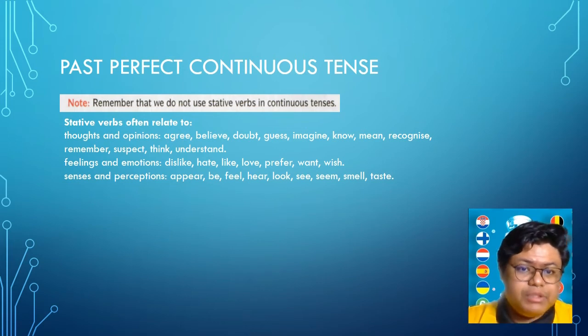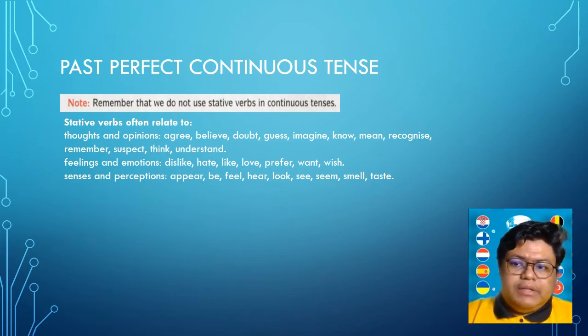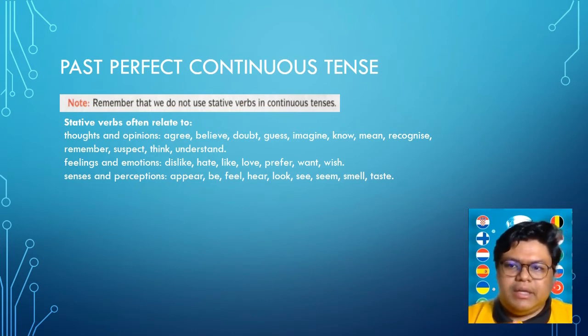Feelings and emotions are verbs, but this is what we call stative verbs. So kita tak boleh gunakan them in continuous tenses, whatever it is. Present continuous tense pun kita tak boleh gunakan stative verb. Disliking ke hating, it has a different meaning if we use it in the continuous tense, right? Okay, so let's move on.